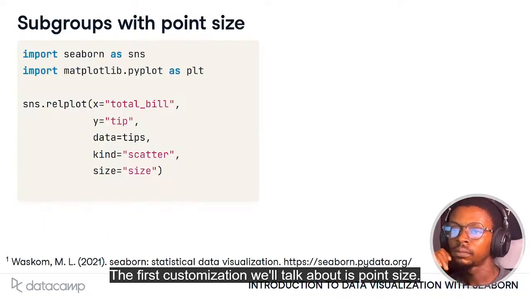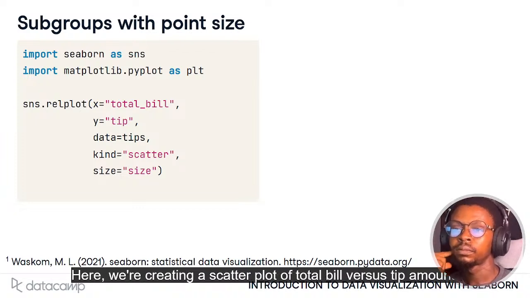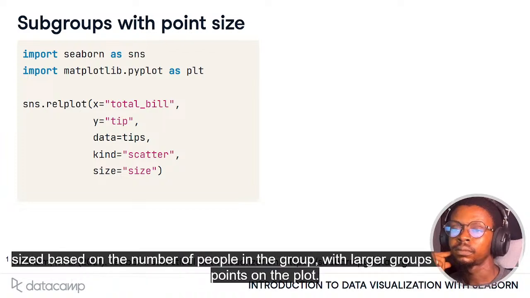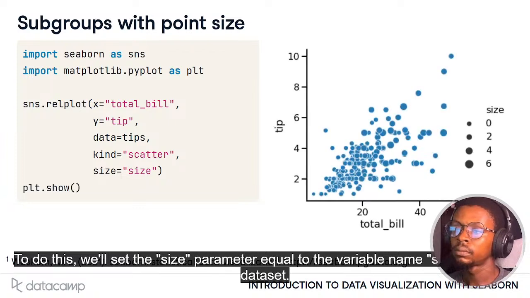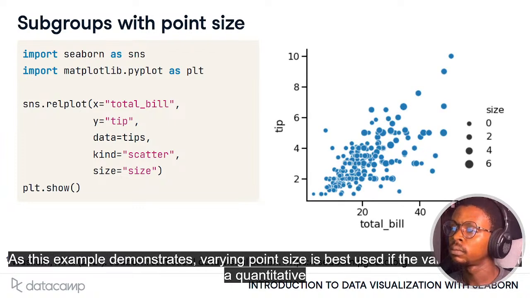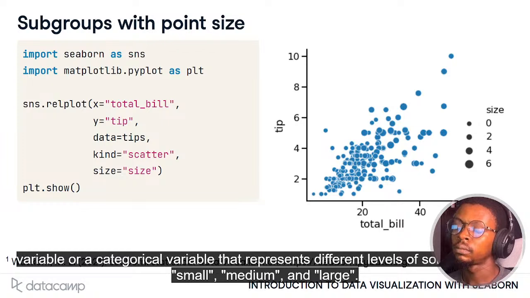The first customization we'll talk about is point size. Here, we're creating a scatter plot of total bill versus tip amount. We want each point on the scatter plot to be sized based on the number of people in the group, with larger groups having bigger points on the plot. To do this, we'll set the size parameter equal to the variable name size from our dataset. As this example demonstrates, varying point size is best used if the variable is either a quantitative variable or a categorical variable that represents different levels of something, like small, medium, and large.